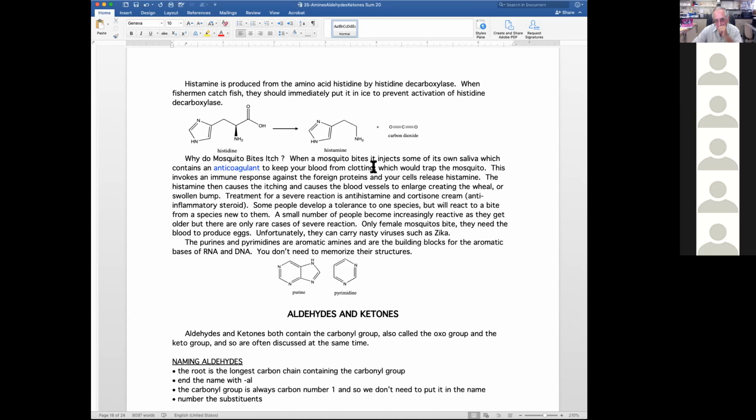Because the mosquito injects some of its own saliva, which contains an anticoagulant. The mosquito would have to do that because if the mosquito stuck its proboscis into you and sucked the blood out of you, but it didn't release an anticoagulant, your blood would coagulate right there and the mosquito would be trapped and would die. But those proteins in the anticoagulant and saliva increase an immune response against foreign proteins, and your cells release histamine.